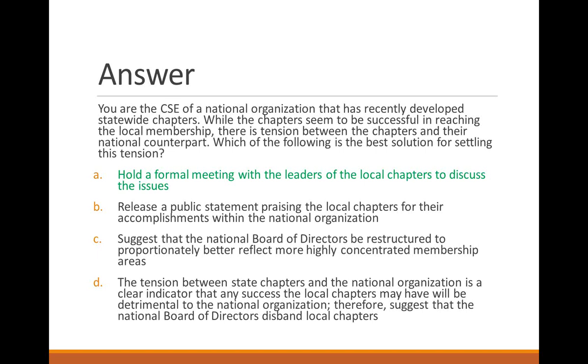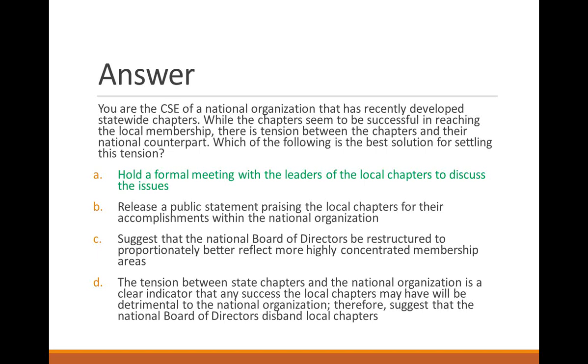Hold a formal meeting with the leaders of the local chapters to discuss the issues. And this is related to communication. Give them a forum to communicate with you, listen, communicate back, have that meeting with the leaders so that you can really discuss whatever issues are going on, and that would be the best solution for settling tension.